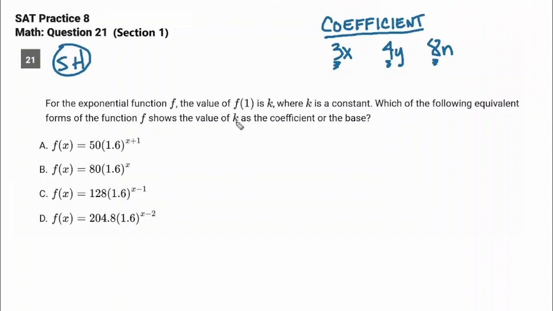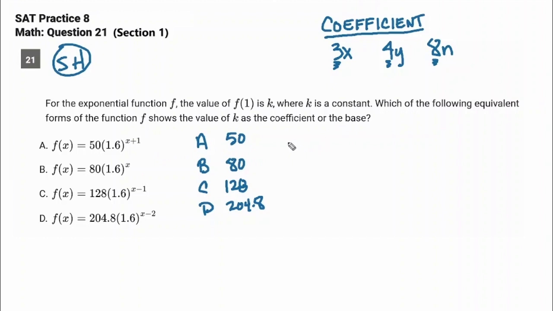So you're going to do f of 1, which means you're going to follow the directions. So every time you see an x, just means put in a 1. Before we do it, what are the coefficients in these answer choices? What's the coefficient in A? It's 50. In B, it's 80. What is it in C? It's 128. And what is it in D? It's 204.8. So you're going to want to do the function and end up with the coefficient.